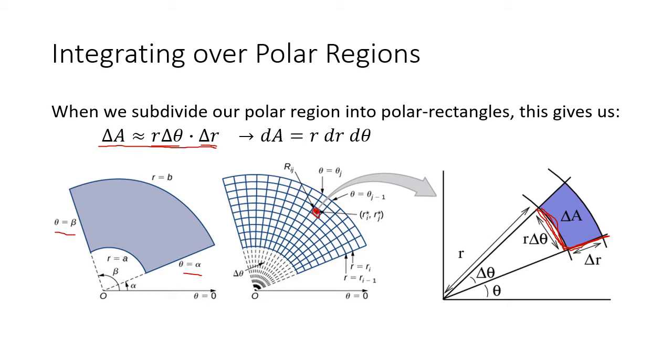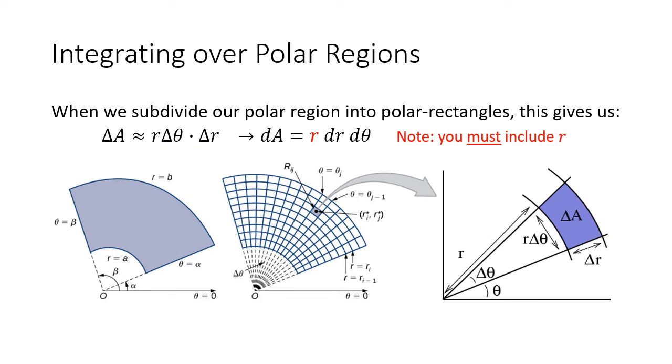Now, as we move into our infinitesimals, as we start shrinking this down to infinitesimally small pieces, that approximation becomes exact. And so dA becomes r dr d theta. The really, really important thing to remember here is that we have to include an r when we do this.